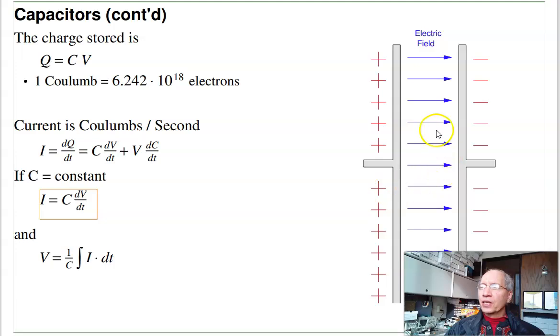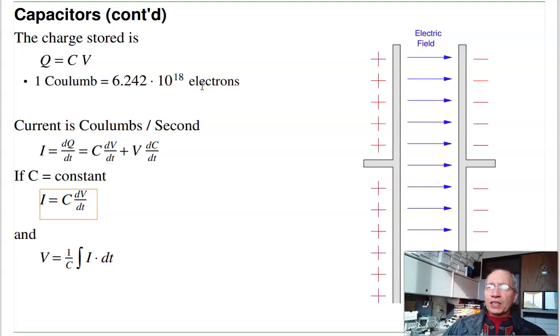A capacitor stores charge. That's like static electricity. If you ever went down a slide and then touched your mom's nose and go, zzz, you're acting as a capacitor. You're storing charge. The charge stored on a capacitor is the capacitance value times the voltage. 1 coulomb of charge is 6.2 times 10 to the 18th electrons.